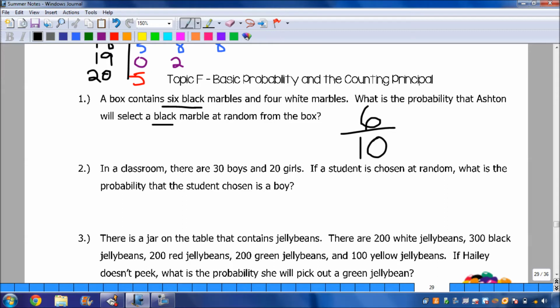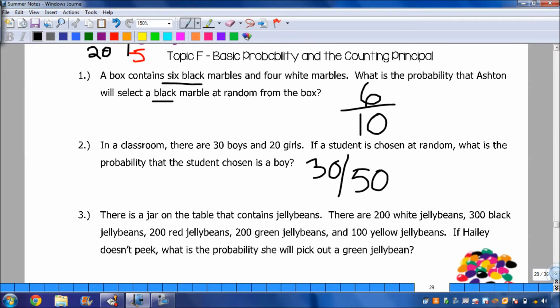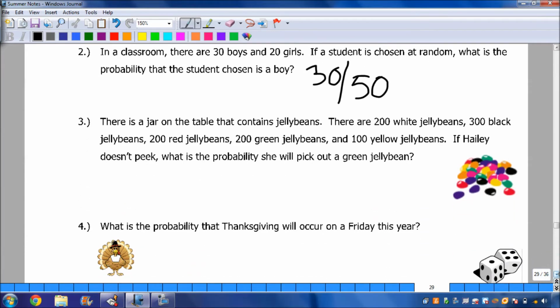Okay, you should get 30 out of 50 for question number 2. Go ahead, do the same thing for number 3, try it on your own, and then see what you get. Compare your answer to mine. All right, you should get 200 out of 1,000 for question number 3. Okay, and you do not need to reduce these values.